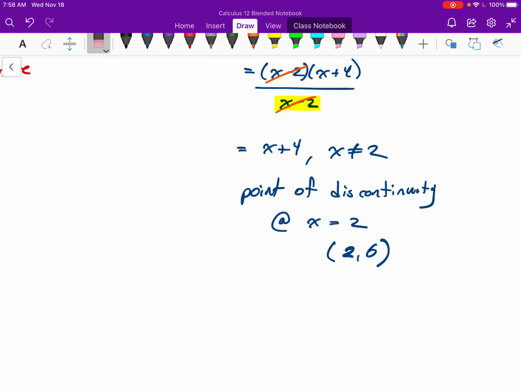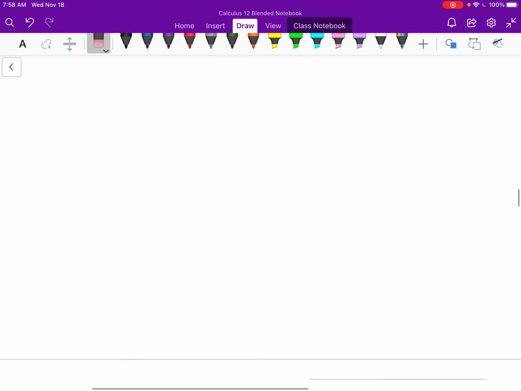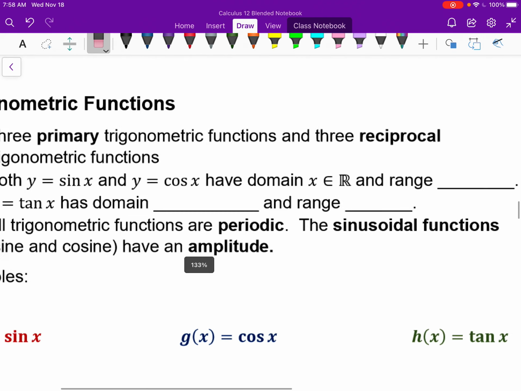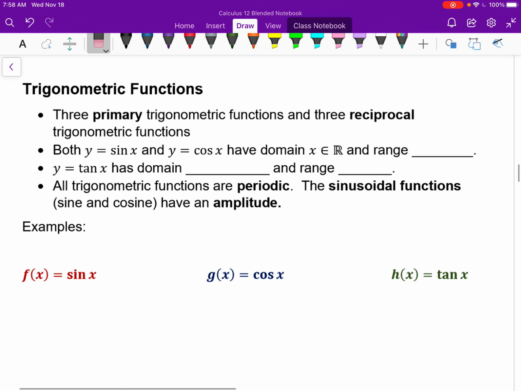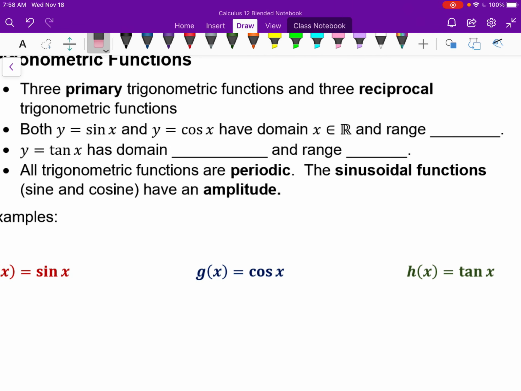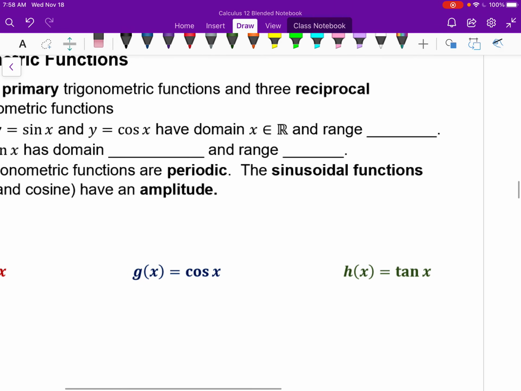All right, next, and is it lastly? Yeah, lastly, before a final problem, trigonometric functions. There are 3 primary trigonometric functions and 3 reciprocal trigonometric functions. Sine, cosine, tangent are the 3 primary ones. First, let's look at sine and cosine. Both sine and cosine have a domain of all real numbers and a range from -1 to +1. I'll use that interval notation.